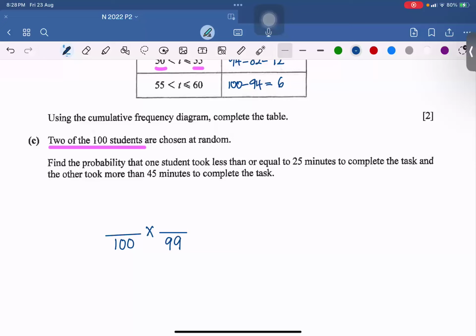Now let me read the question. Find the probability that one student took less than or equal to 25 minutes, and the other took more than 45 minutes. So one of them is less than or equal to 25, and the other took more than 45. Okay, so let's check.